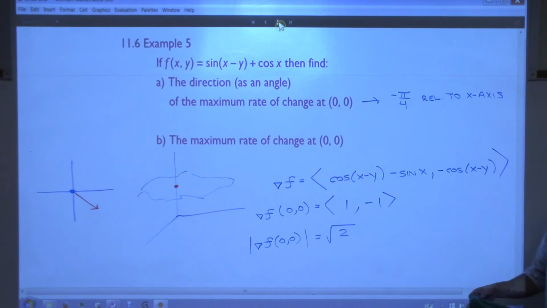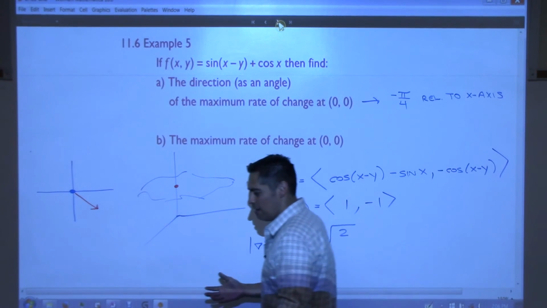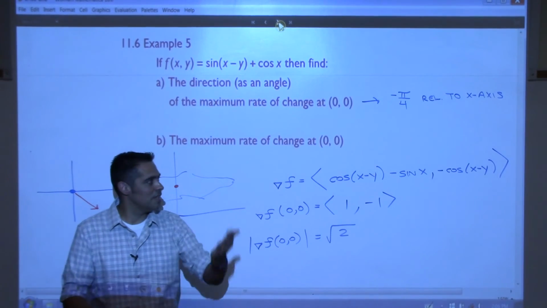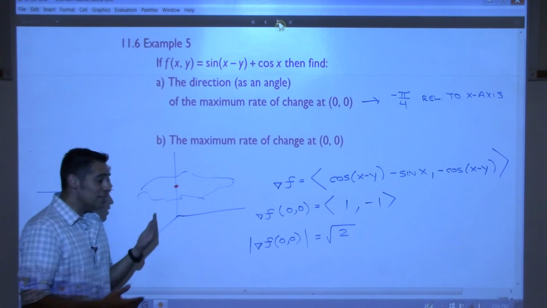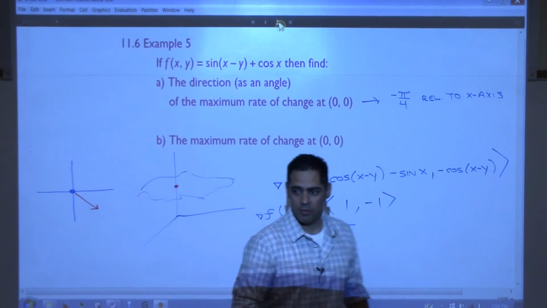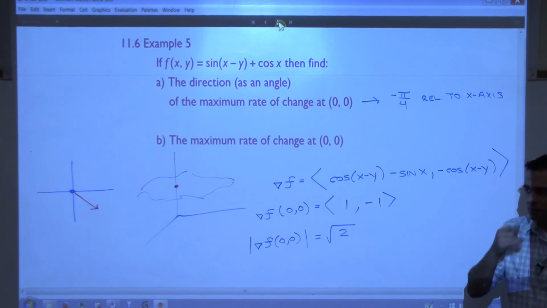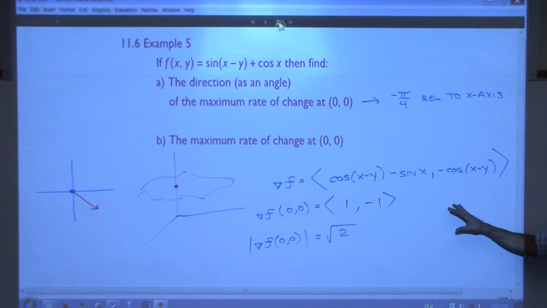Only to me. You've got this surface. You're standing on it. You're trying to figure out where to go that you have the steepest ascent. I can tell you which way to point, and I can tell you that's the steepest rate you're ever going to get. Root 2. That's it. You point in any other direction, it's going to be less. And it didn't take a whole lot of work for me to be able to tell you that.